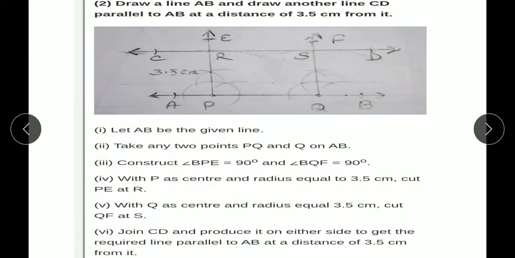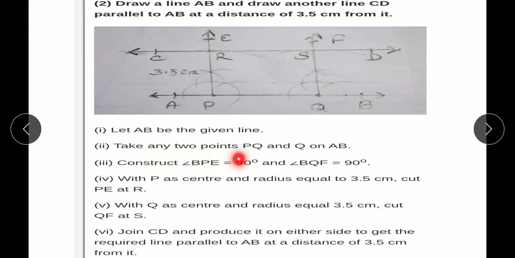Okay, next question. Draw a line AB and draw another line CD parallel to AB at a distance of 3.5 centimeter from it. So these are the steps of construction. With the help of the steps of construction we will draw the required diagram. So let's start. Let AB be the given line. This is the line AB.